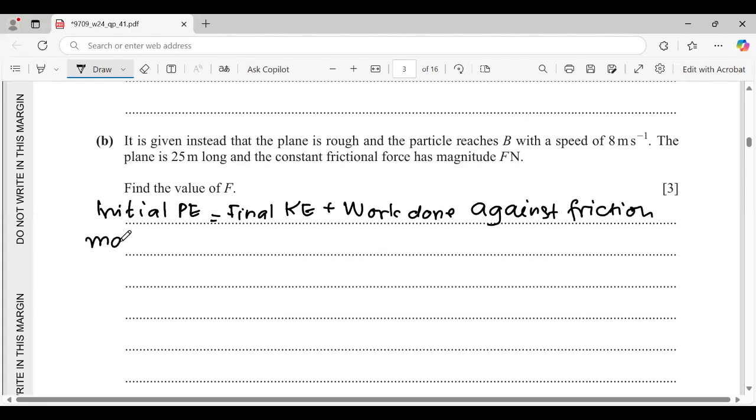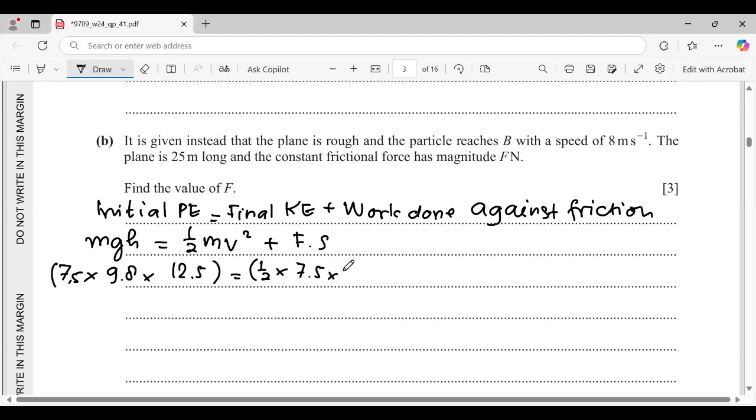So it means mgh, this potential energy, equals the kinetic energy 1/2 mv squared, plus work done, F times s. m is 7.5, g is 9.8, h is 12.5. This equals 1/2 times 7.5 times 8 squared, plus F times 25. So if you calculate this, 918.75 equals 240 plus 25F.